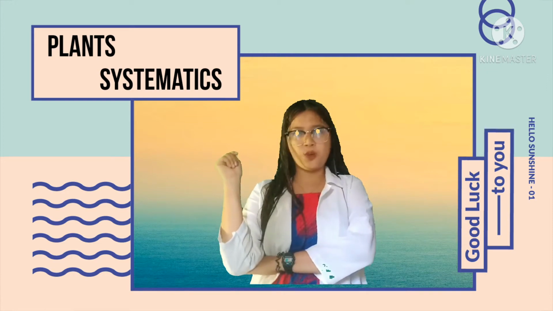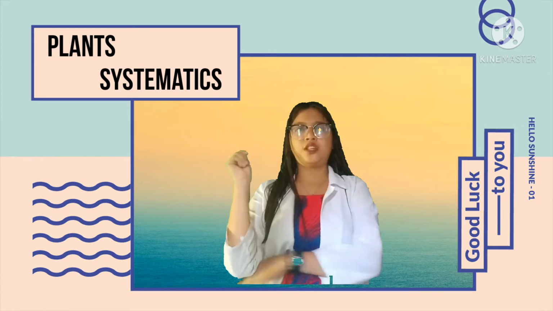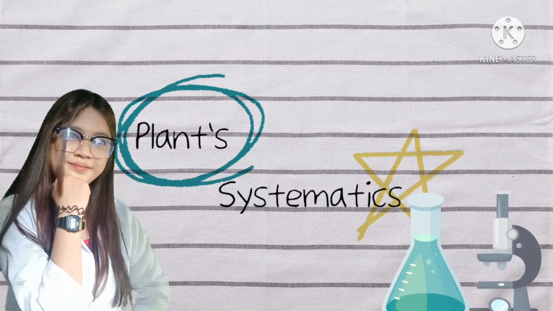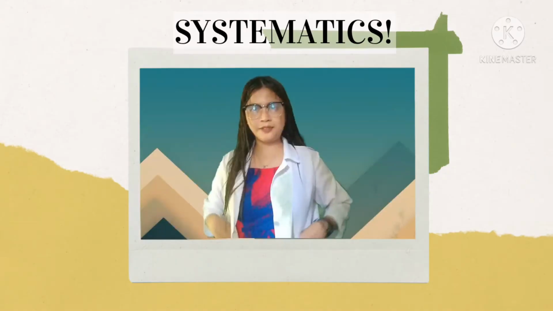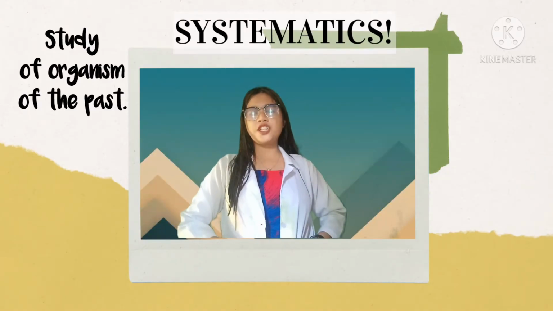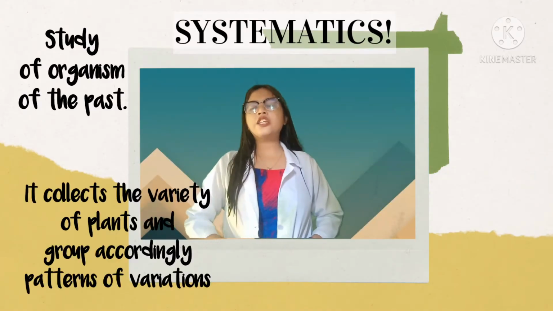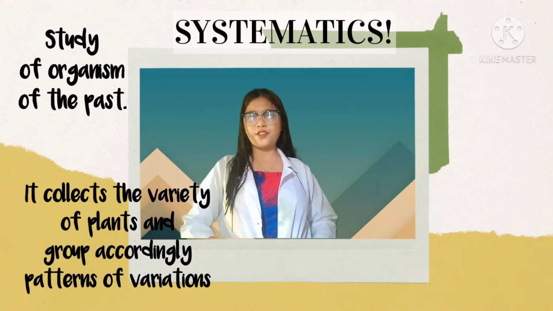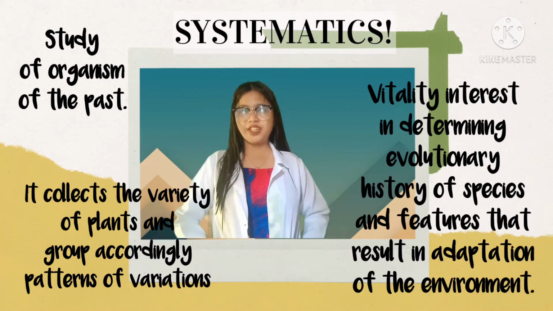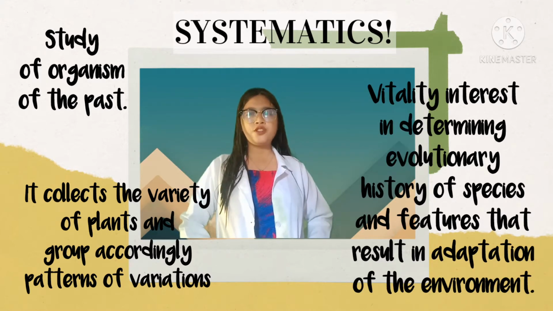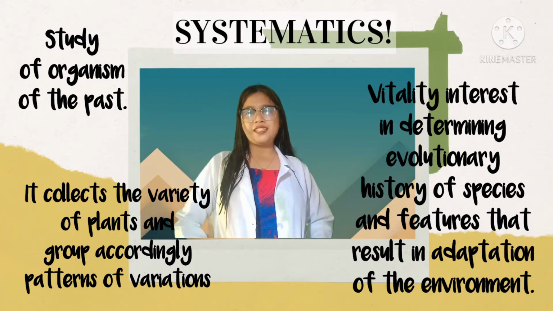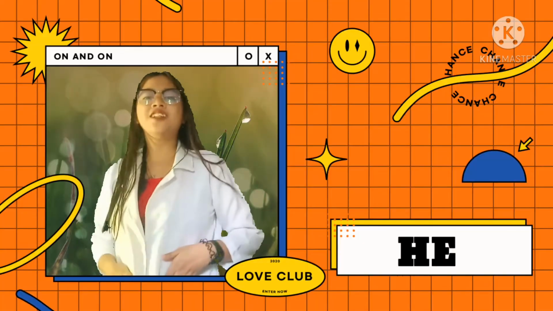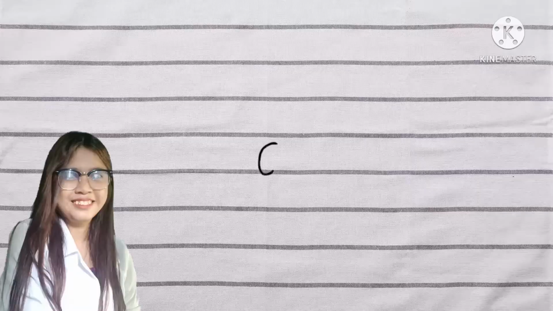So today's video, we will basically be learning about plant systematics. Systematics is the study of organisms of the past. It collects the study of a variety of plants and groups them accordingly in patterns of variation. It's also of vital interest in determining the evolutionary history of life and species, and features that result in adaptation to the environment. So, let's talk about the characteristics of plants.